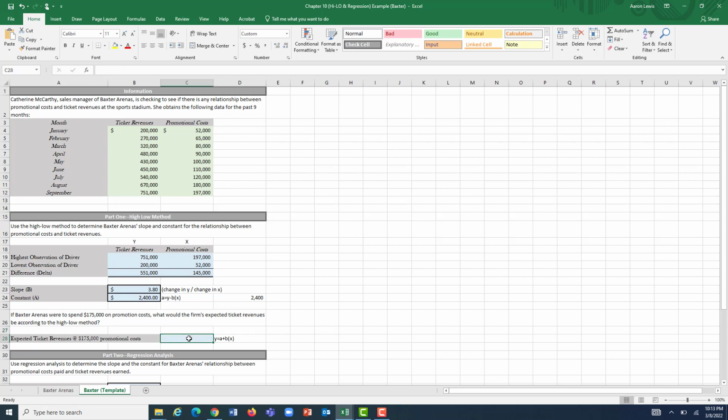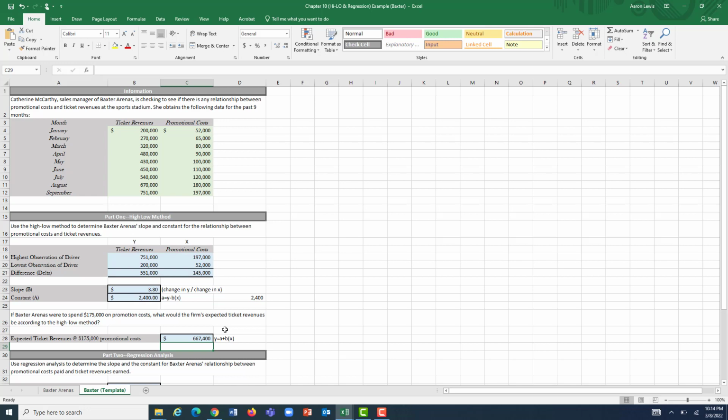So let's go and throw that in there. We're trying to figure out Y. We're trying to figure out what our ticket revenues are, which is our Y variable. So if I go and I take my A, my constant of 2,400, and multiply or add to it the product of our slope times the level of X we plan to spend, and X is our promotion cost, so that level is $175,000. I'm going to come up with $667,400.